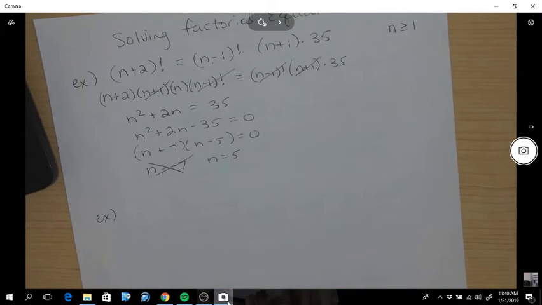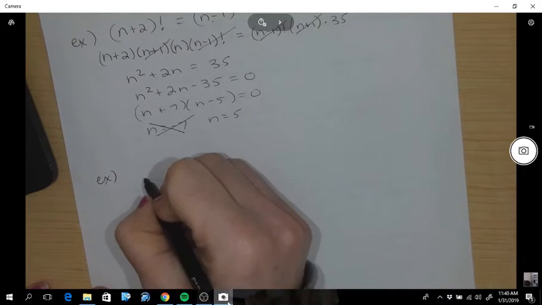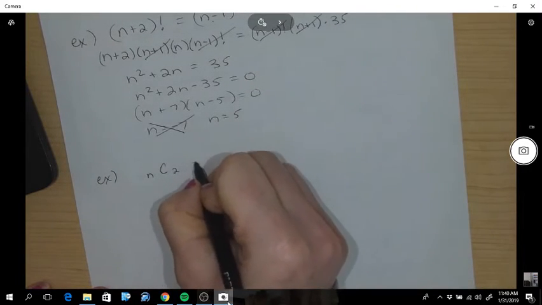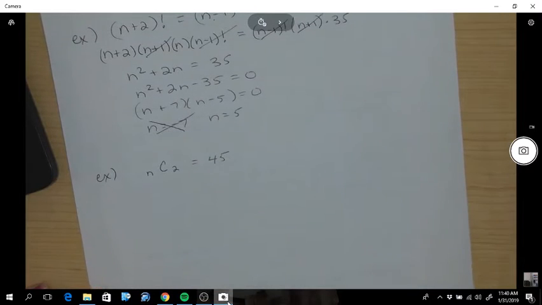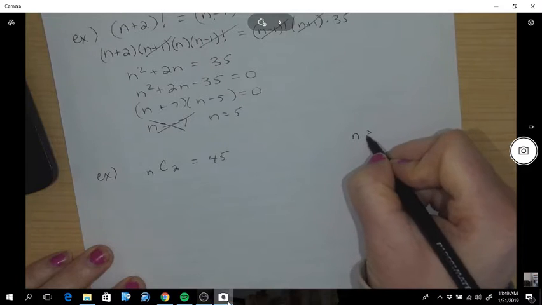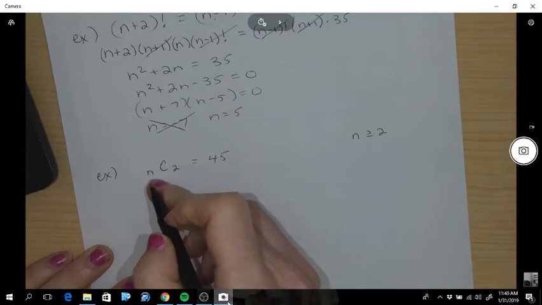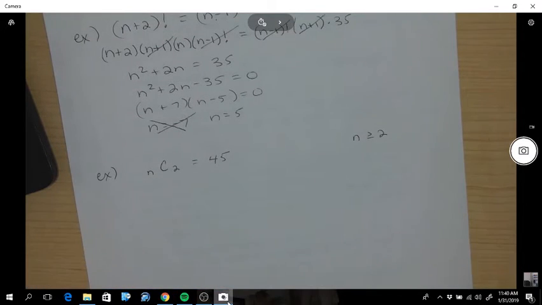Okay, example 2. Okay, so let's go nC2 equals 45. Okay, and we know that n will have to be greater than or equal to 2. Okay, because we can't have a fewer number of choices than our choices, right?